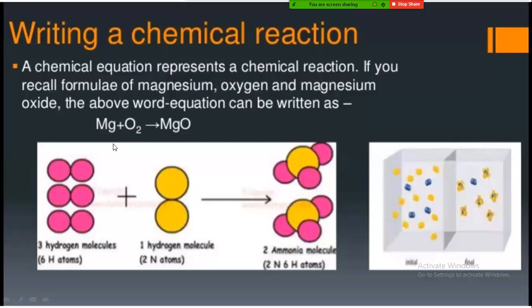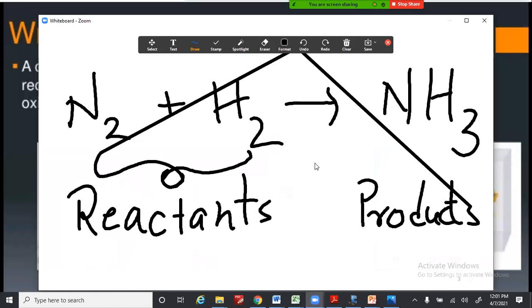So here we have a pictorial presentation of ammonia. Look at this one, the chemical reaction in terms of pictorial presentation. They have used 3 hydrogen molecules, that is 6 hydrogen atoms, and 1 nitrogen molecule, 2 nitrogen atoms, which will result in 2 ammonia molecules, which is 2 nitrogen and 6 hydrogen atoms. So going back to the whiteboard.